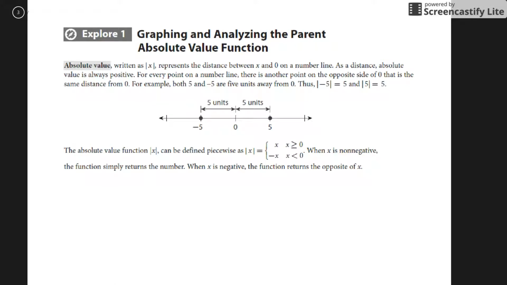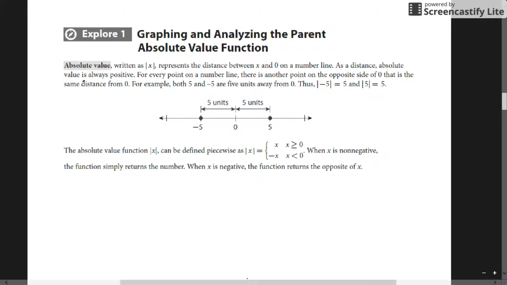So absolute value is written with two straight bars with the x in between. We call that the absolute value of x. It represents the distance between x and 0 on a number line. Since it represents a distance, absolute value is always positive.